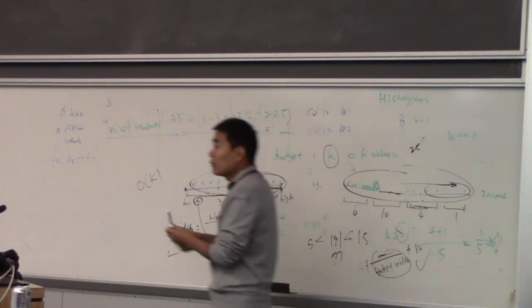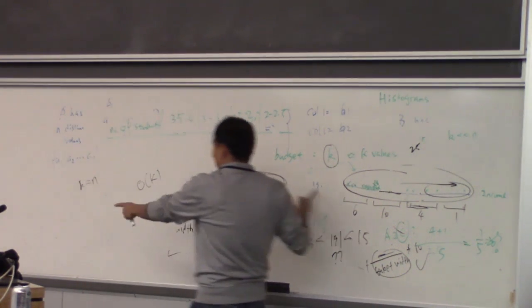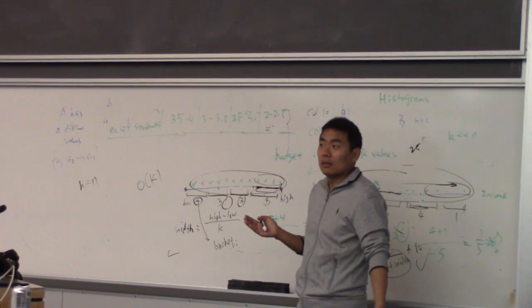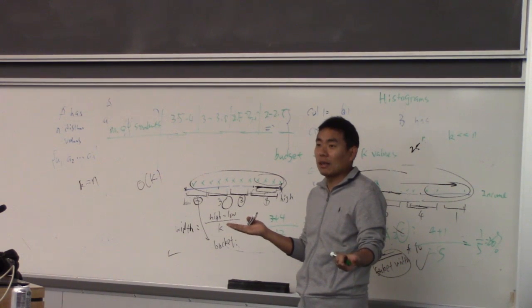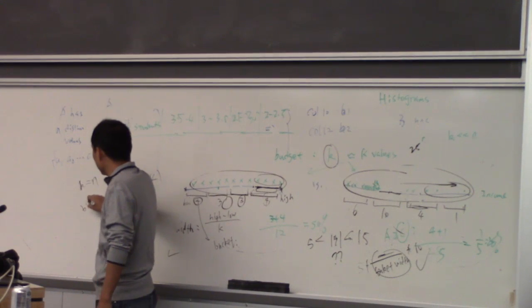In the extreme case, of course, if k equal to n, which is the distinct number value you have, what do you get? Well, you get an exact histogram. And that exact histogram essentially is what we call a bitmap.